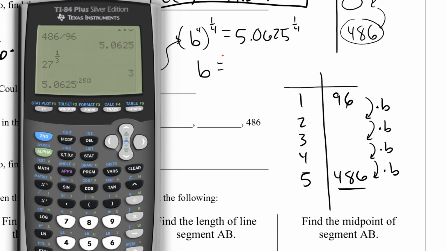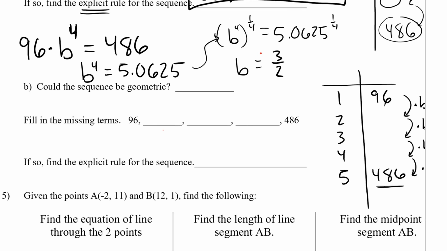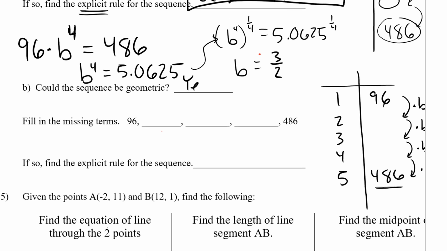0.25, because that's a quarter, and I get 1.5. What? That's 1.5, which is 3/2, right? So I just got a very nice thing that I could multiply by that would grow 96 into 486. In fact, yes, this could be geometric.